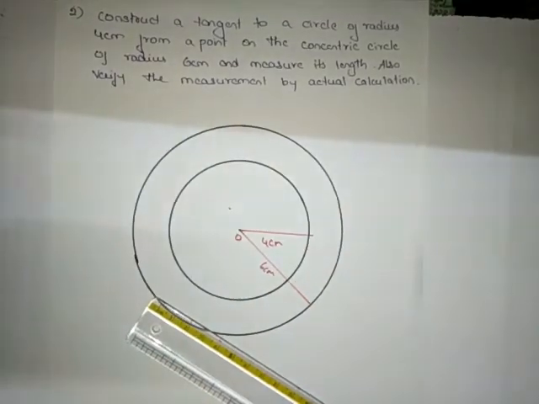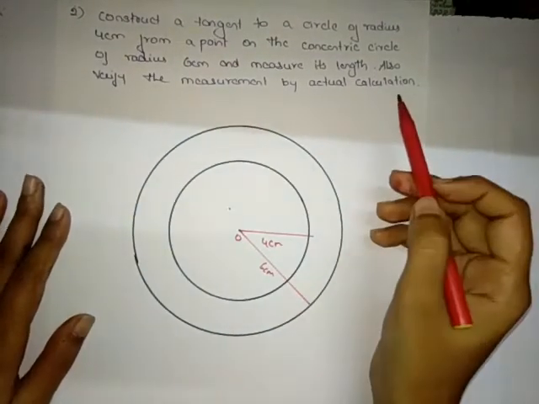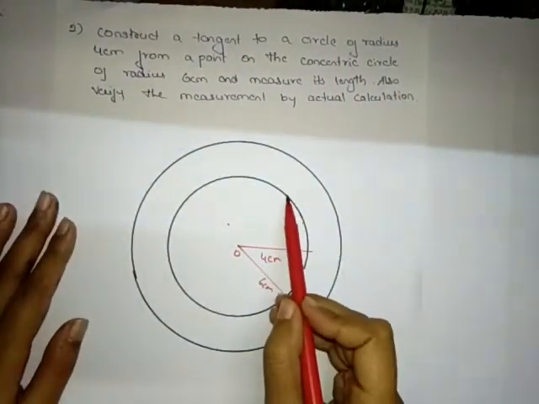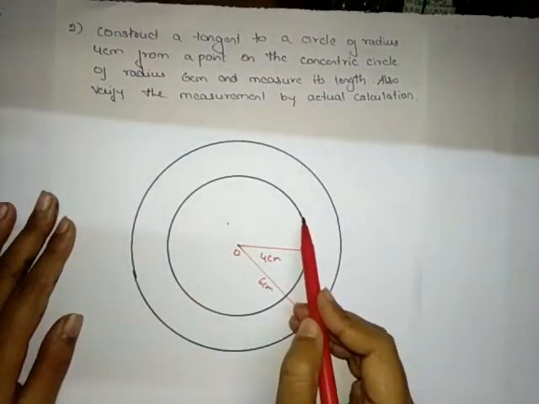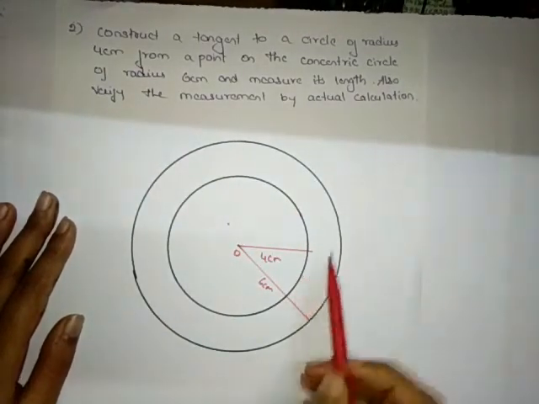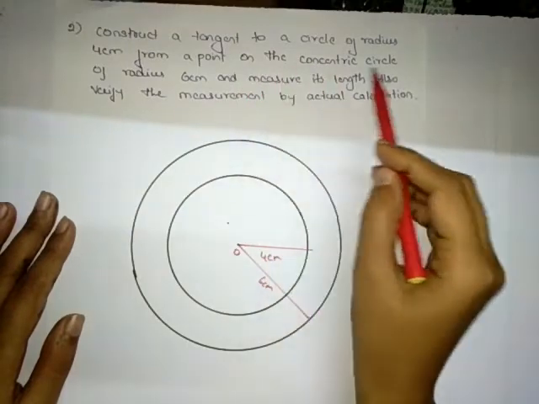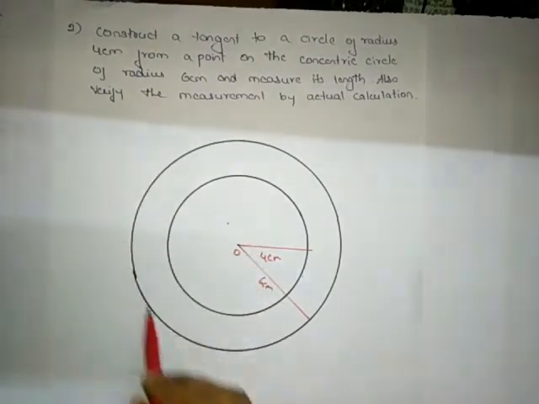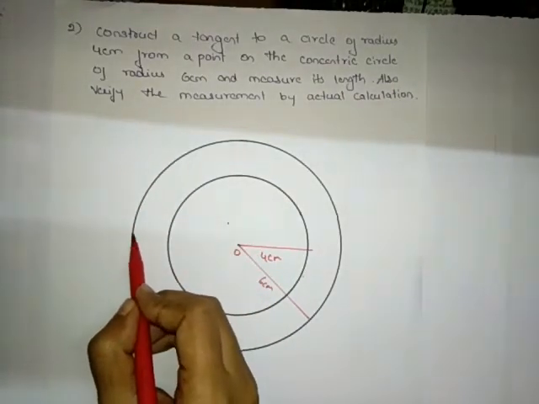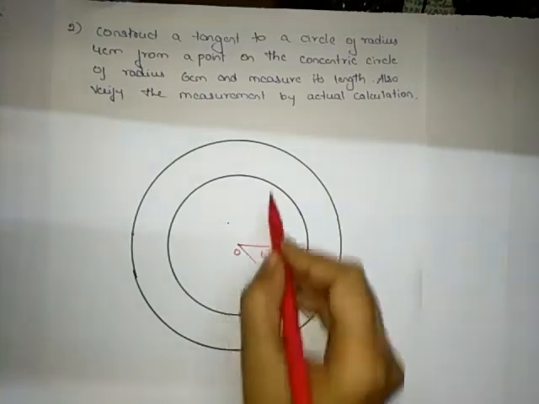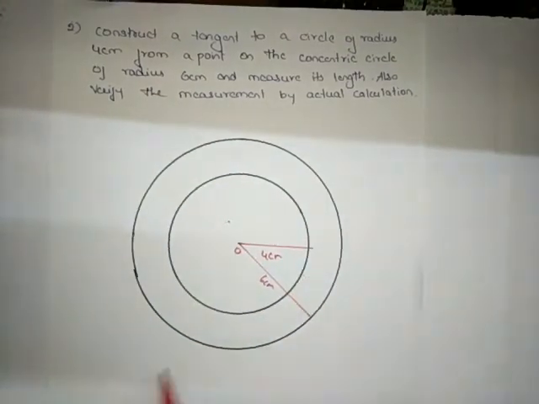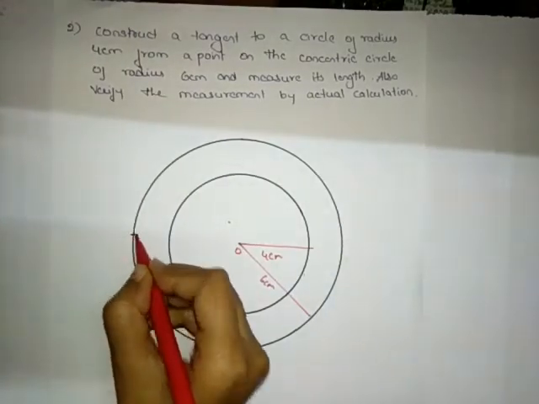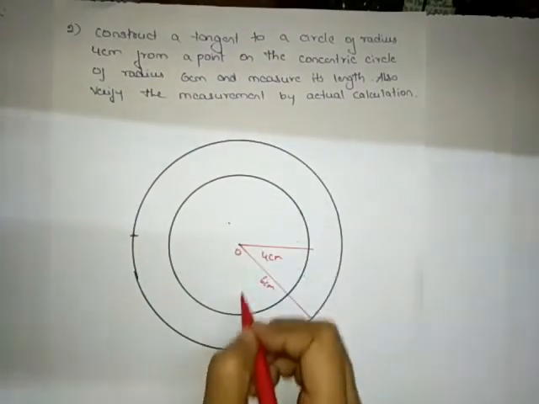Okay, now here they have asked us to construct the tangent to the circle of radius 4 cm. We need to construct a tangent to the circle whose radius is 4 cm, from a point on the concentric circle of radius 6 cm, meaning from this circle we can take any point. From this circle we need to draw the tangent to this inner circle, right? As I told, we can take any point, so I will take this point. From this point we will construct a tangent to this circle.